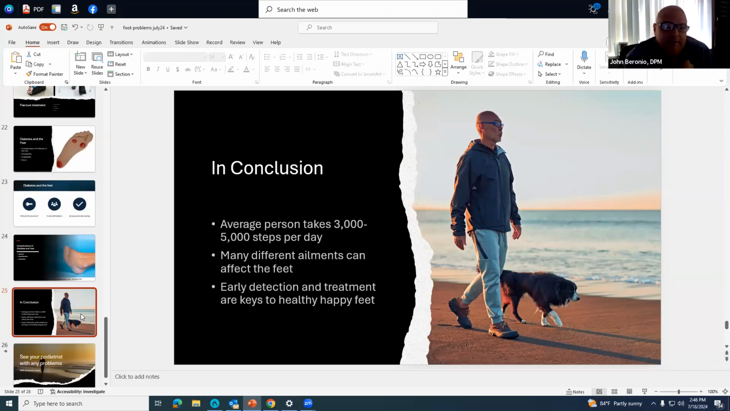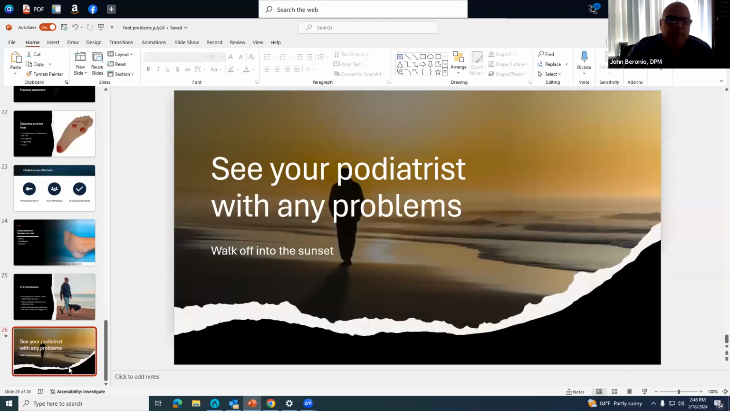As you can see, there are many different types of ailments that can affect you, and early detection and treatment are the keys to healthy, happy feet. So if you ever notice any problems, make sure you see your podiatrist so you can walk off into the sunset. Thank you.